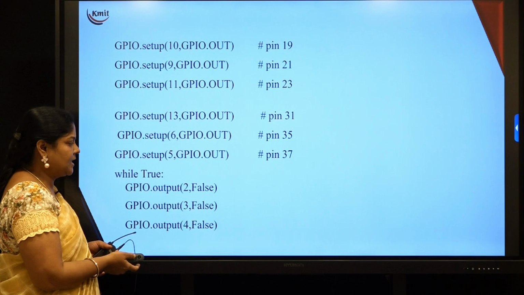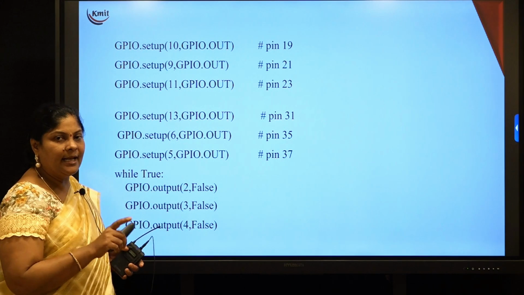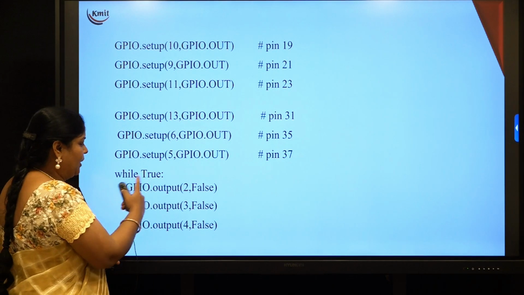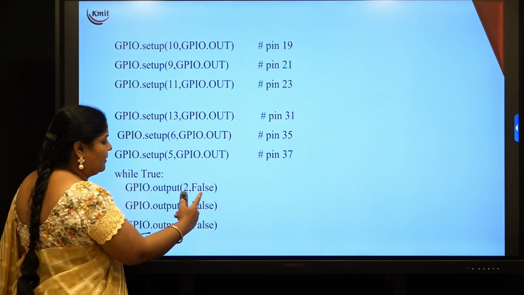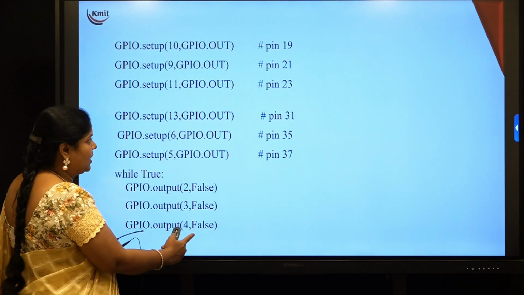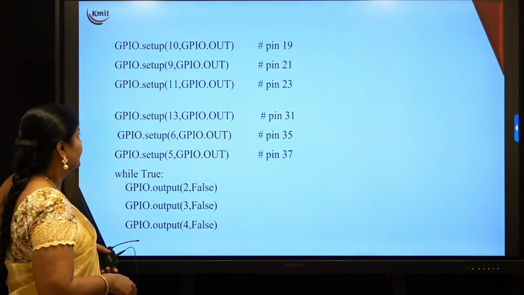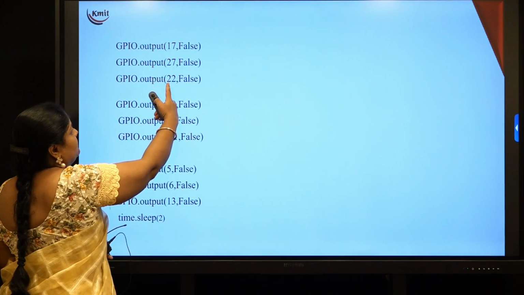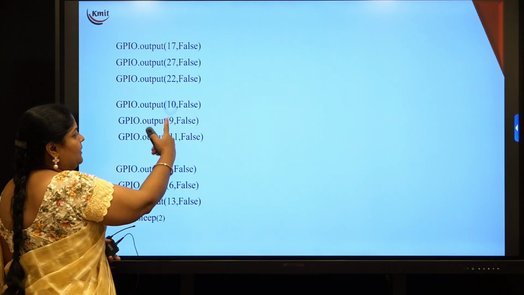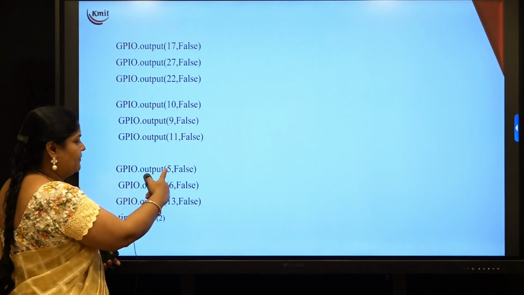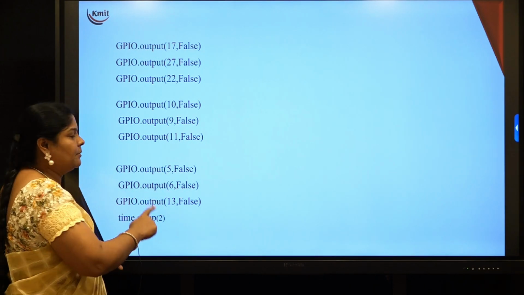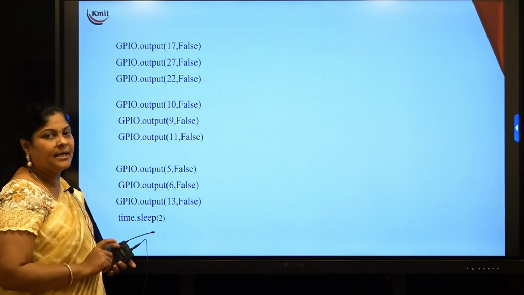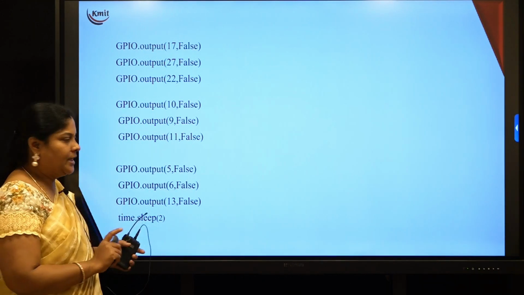Now to start the experiment, at first all the LEDs should be in an off state. That's why we are writing it in a loop here. While True, GPIO.output 2 False, 3 False, 4 False. This is for lane 1. In the same way for lane 2, output 17 False, 27 False, 22 False. Line 3, 10 False, 9 False, 11 False. In the same way, fourth line 5, 6, 13. So all the 12 pins which were set as output, at first we are making them False. That means no LED is glowing at this stage.